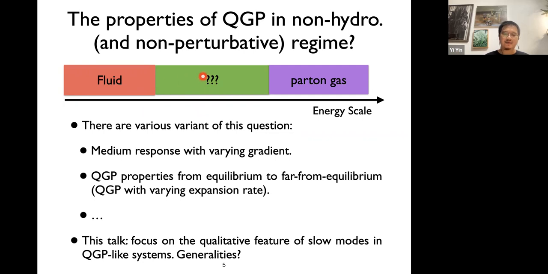And clearly this is a non-trivial region, because the typical energy scales can still be much larger than the hydrodynamic limit, so you cannot use the fluid description. On the other hand, the energy is not large enough that we can do reliable perturbative calculations. So this is one of the unexplored regions, but it is also an important region. Without a better understanding of these regions, we don't have the whole picture of these quark-gluon interacting systems.